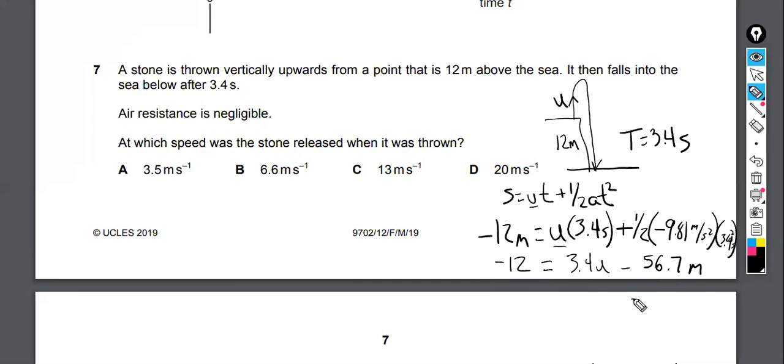Perfectly solvable, right? Add 56.7 meters to both sides. This is negative 12 meters. So we can only add and subtract quantities that have the same units. Like you could add 12 feet to 5 inches and be 12 foot 5 inches, right? But those are different units. You have to leave your answer like that.